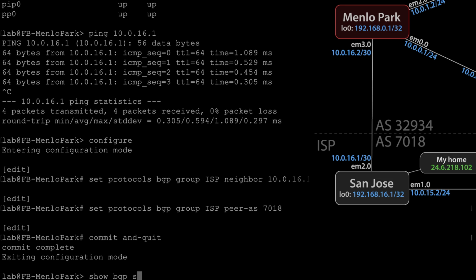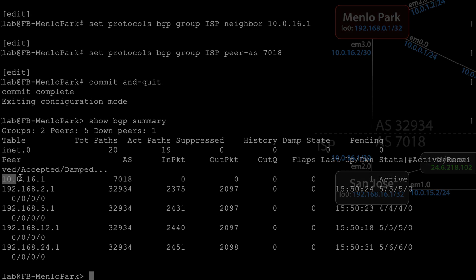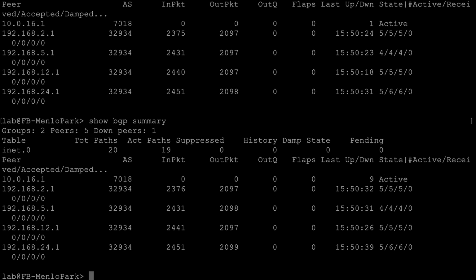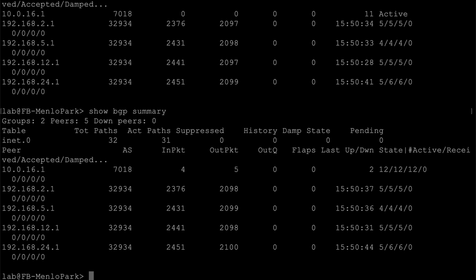And if we look at the BGP neighbors, here's our new neighbor, 10.0.16.1, and it's showing as active, so it's actively attempting to establish that connection. If we keep checking it, it should eventually become established and start exchanging routes. And there it goes. So now it's exchanging routes. So we've got 12 active routes, 12 received routes, 12 accepted routes. So we're getting 12 routes from the ISP.